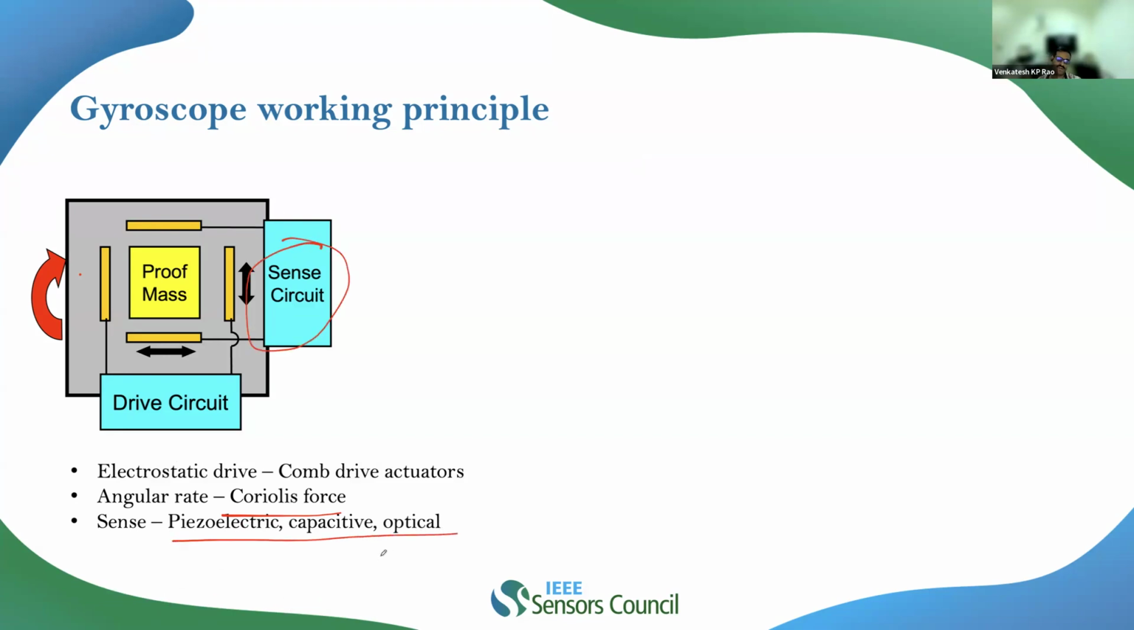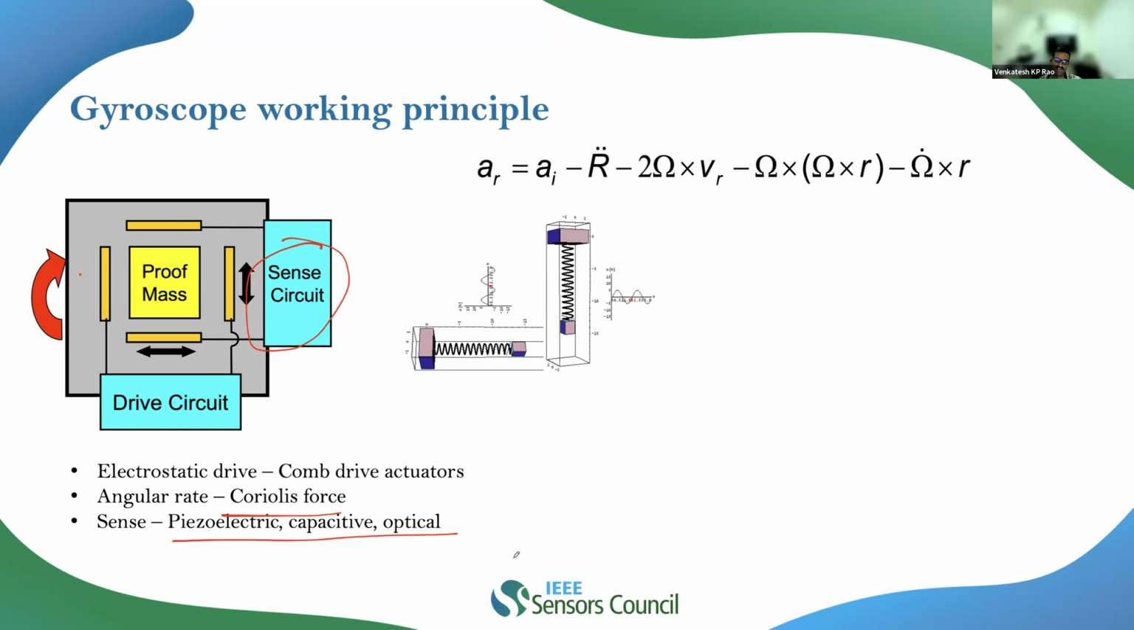It could be piezoelectric, capacitive, or optical. In the process we are following, the SOI process, we can't go forward with piezoelectric patterning. We can go ahead with capacitive sensing. So this is driven in the drive direction, and whenever there is motion in the sense direction, it is sensed by the capacitance change.